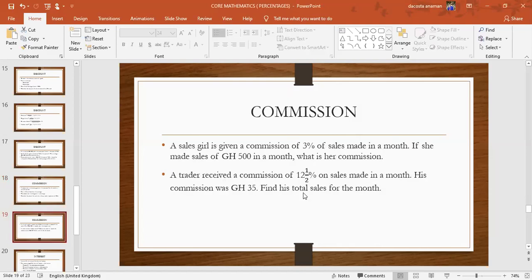A sales girl is given a commission of 3% of the sales made in a month. If she made sales of 500 Ghana cedis in a month, what is her commission? Okay, so as usual, the first question is mine. Then the last one will be yours.